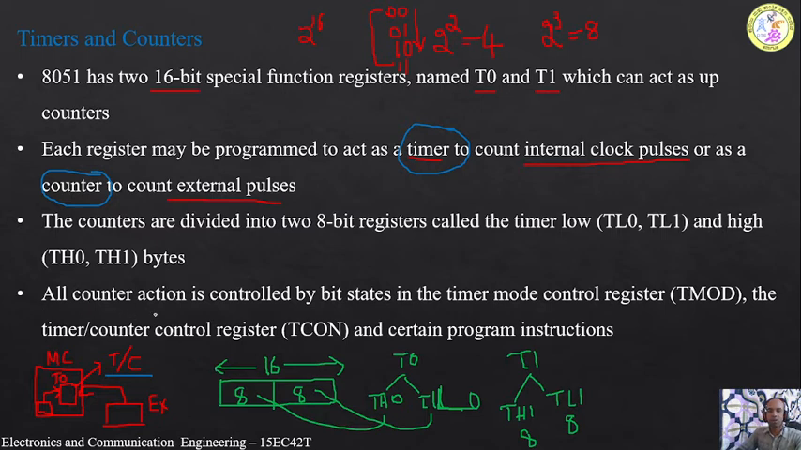And all counter actions are controlled by bit status in the timer mode control register TMOD, the timer counter control register TCON, and certain program instructions. So the operation of these timers will be controlled by two particular registers. One is called TMOD, that is the timer mode control register, and TCON, that is the timer control register. By using these registers, I can control when the two timers have to start counting and what the clock pulse is, from where you are getting the clock pulse. All these can be controlled with the help of the bits present in the TMOD as well as the bits present in the TCON.